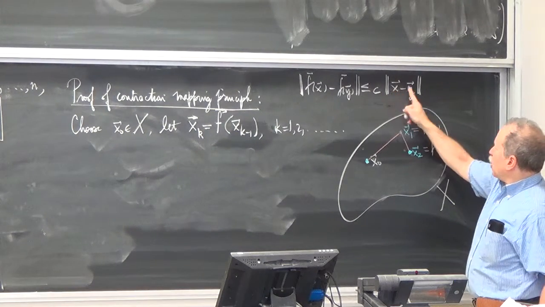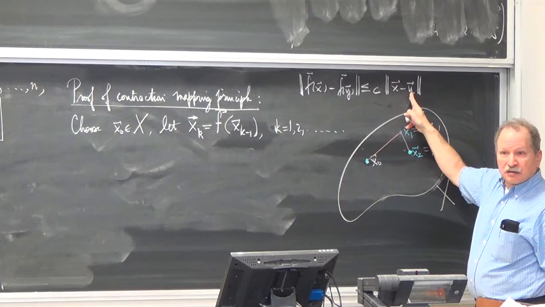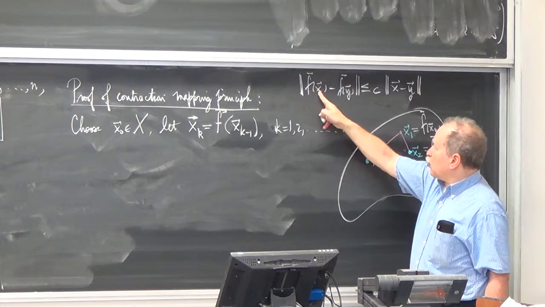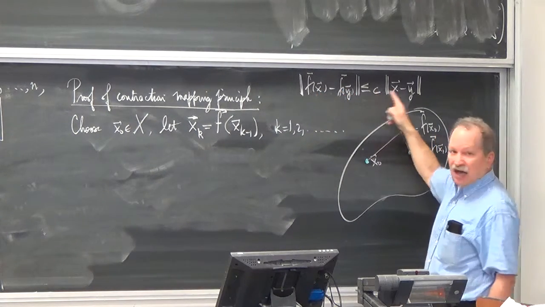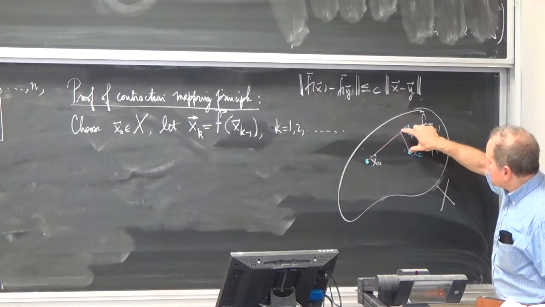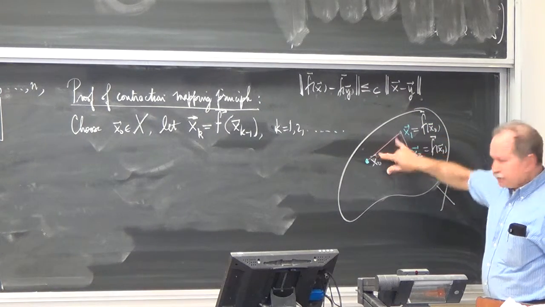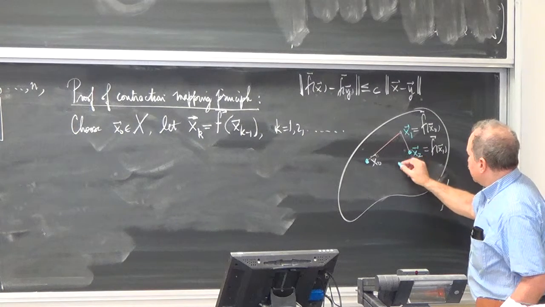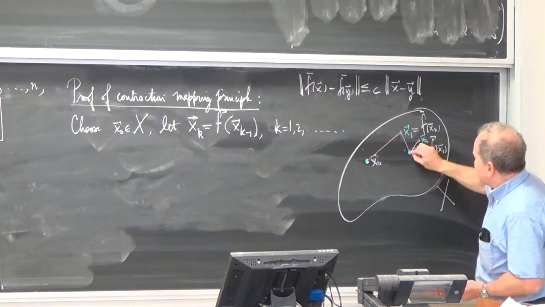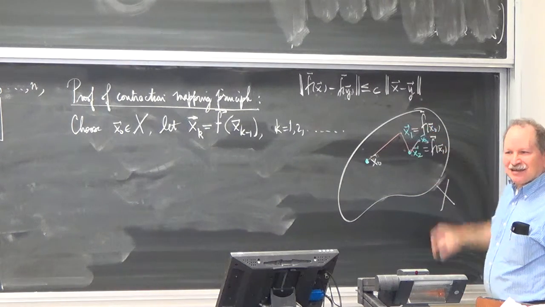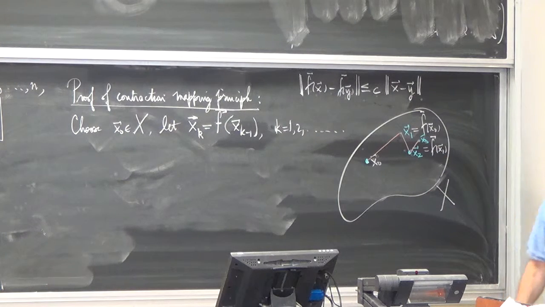So if I plug in x1 and x0, then I get f of x1 minus f of x0. Well, that's x2 minus x1. The magnitude is at most c times the original distance. If I do it again to get to x3, this distance is at most c times that distance. So these guys can be zigzagging all over the place, but they have to be closer and closer together, bunching up more and more. And as k goes to infinity, it goes to 0.